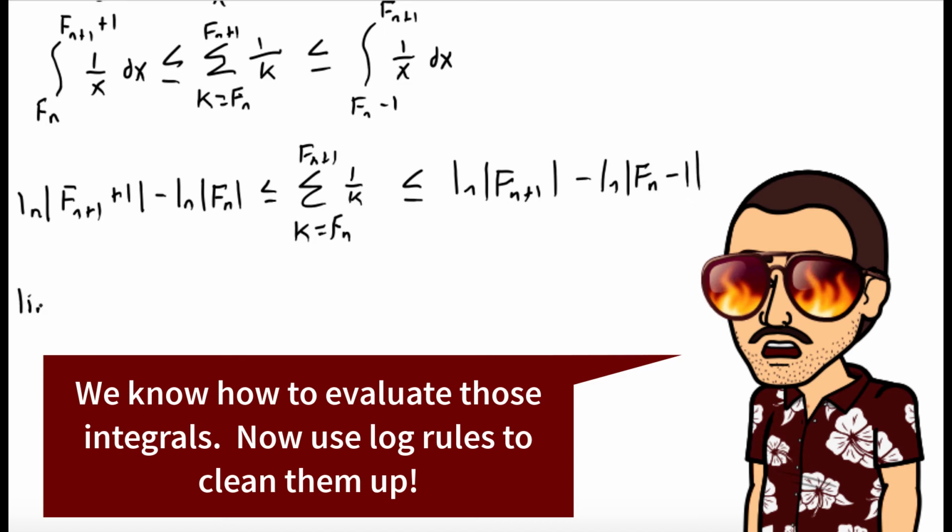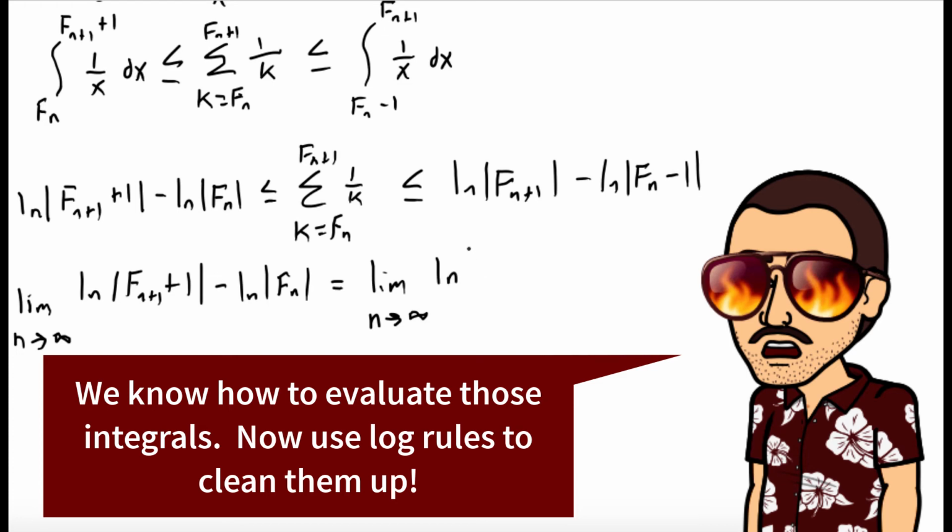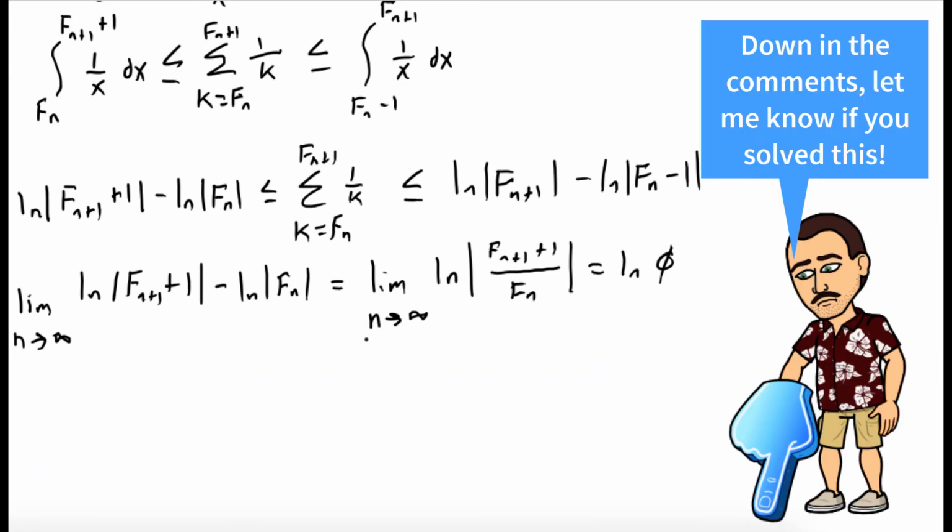Okay, and so let's take the limit as n goes to infinity of the lower bound and the upper bound and see what happens. So the limit as n goes to infinity of the natural log of the absolute value of Fn plus 1 minus the natural log of the absolute value of Fn. Well, the difference of natural logs is the natural log of the quotient. So this is the limit as n goes to infinity of the natural log of Fn plus 1 over Fn. Using our first fact, we know that this is the natural log of phi. So it's the natural log of the golden ratio.